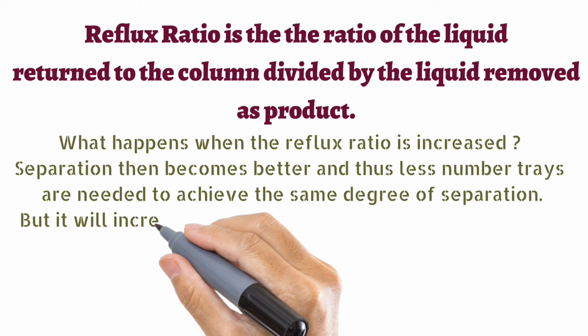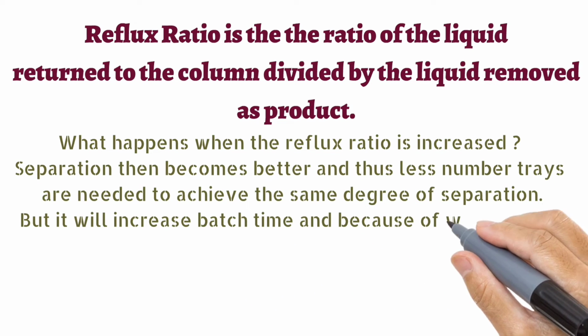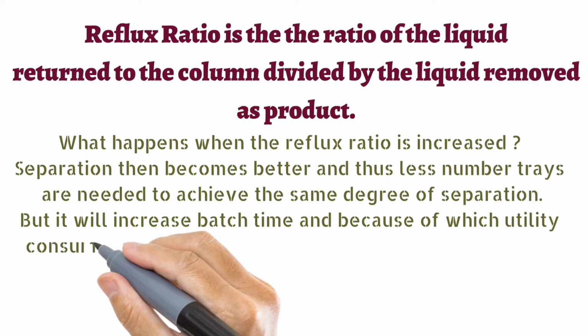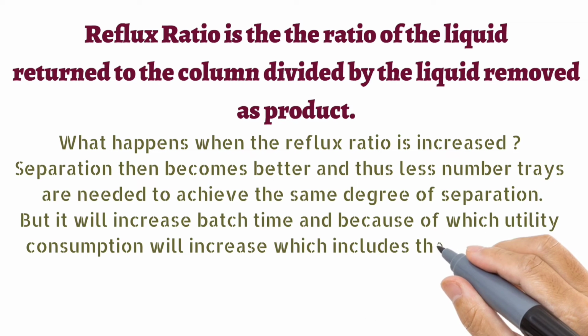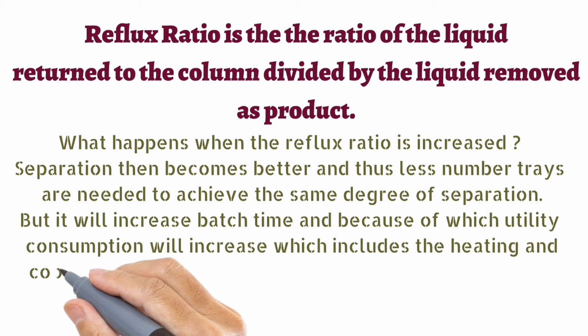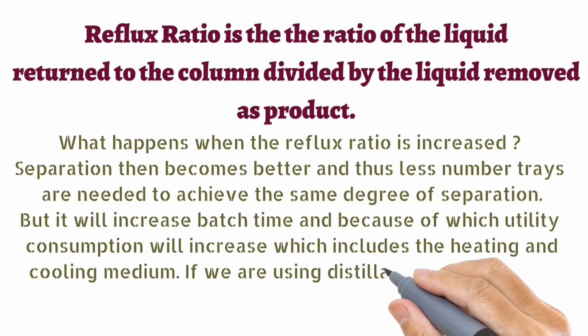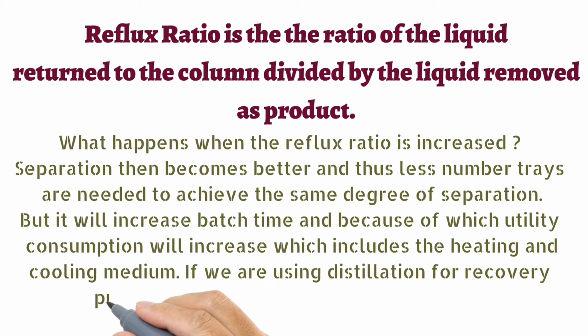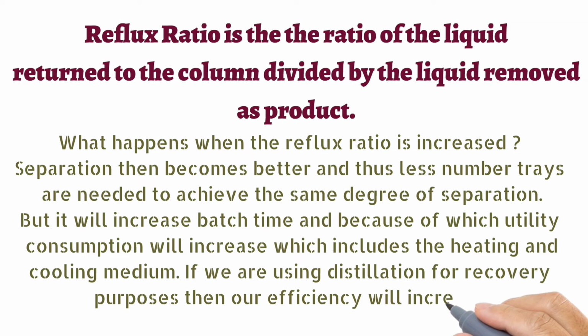But with an increase in the reflux ratio, the batch time also increases, which will ultimately lead to consumption of more and more utility. Here utility refers to the steam which is provided in the reboiler, or the cooling or chilling medium which is required in the condenser. With increasing reflux ratio, the utility consumption increases and operational cost also increases. The higher the reflux ratio, the more purity we will obtain. So for example, if distillation is used for recovery purposes, then the efficiency will increase with an increase in reflux ratio.